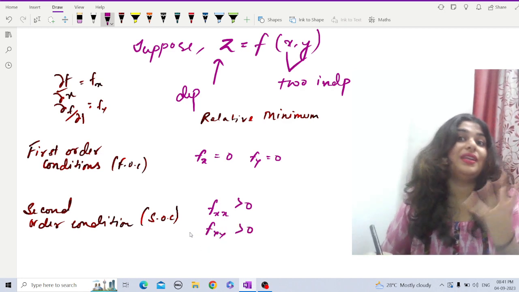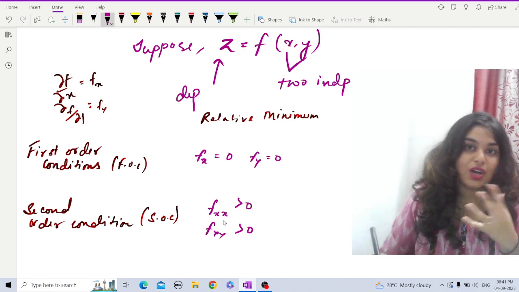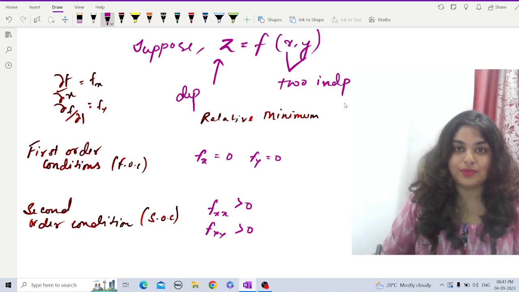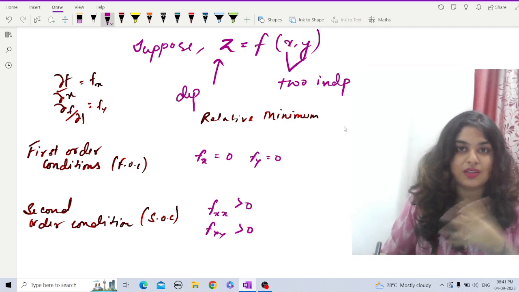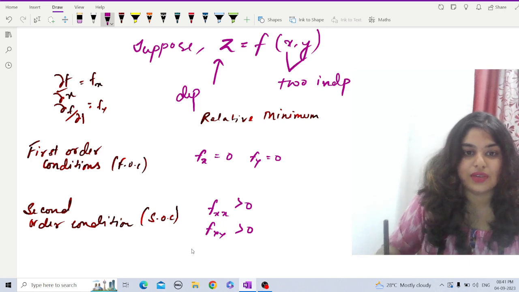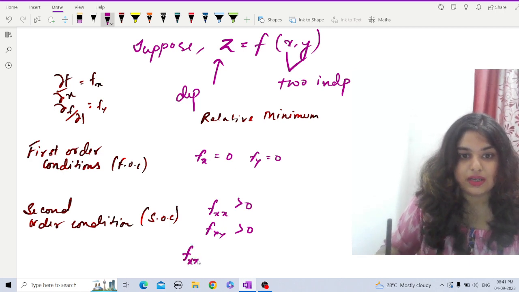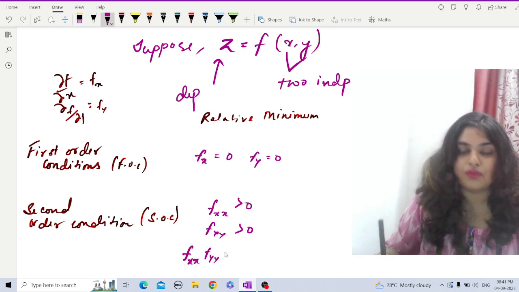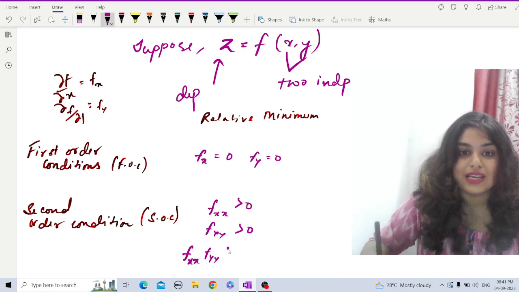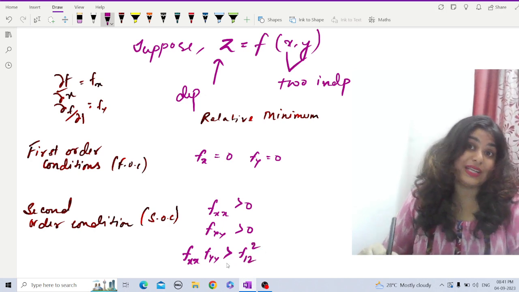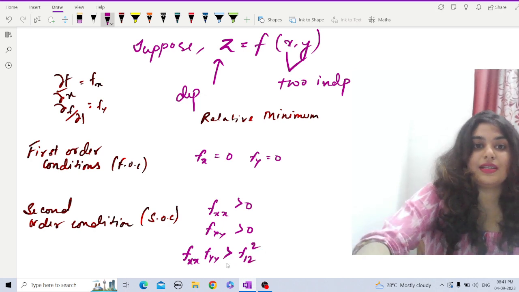And the combination of these two, since we have two variables here, x and y, so we have to check the combination also. And that is, we have to check whether the product of the second derivatives of these two functions is greater than the square of the cross second derivative.